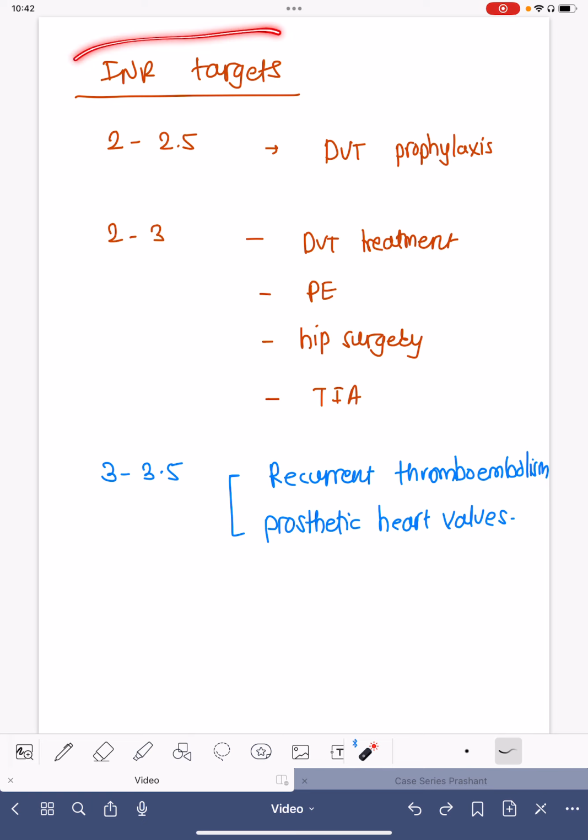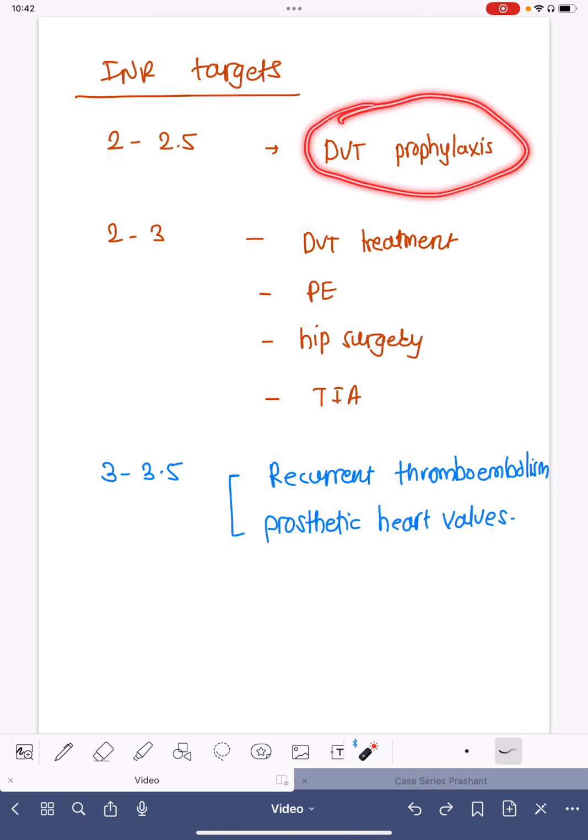Now, about INR targets. Most of the time for DVT prophylaxis, the INR target is 2 to 2.5. For DVT treatment, that is deep venous thrombosis treatment, or pulmonary embolism treatment, for post hip surgery, for DVT prophylaxis, for TIA, for recurrent TIA, the INR target is from 2 to 3.